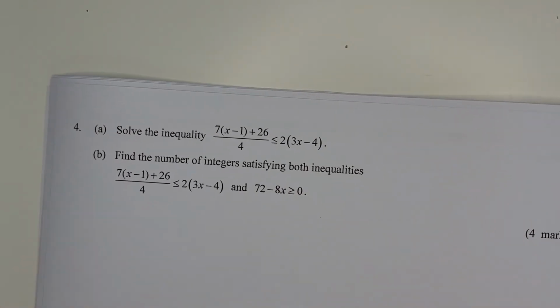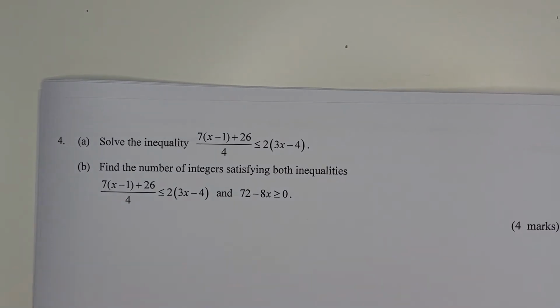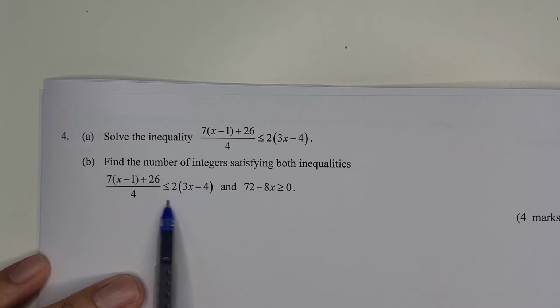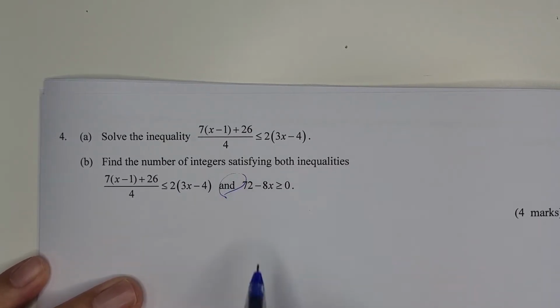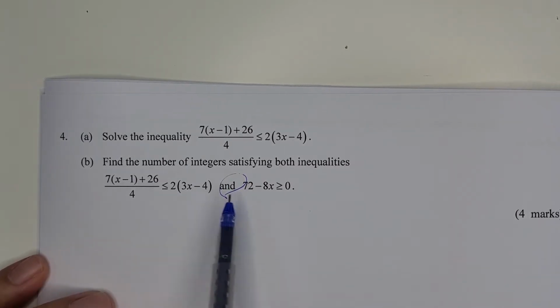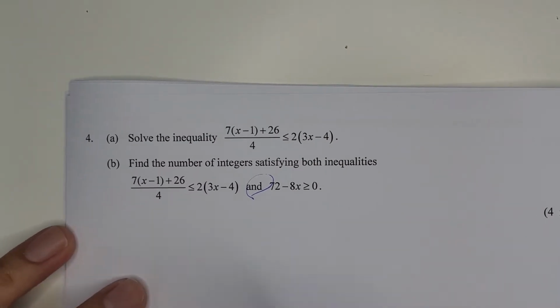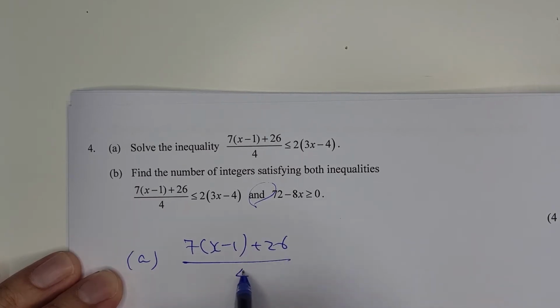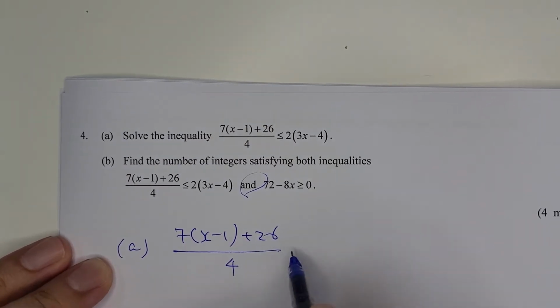For question number 4, solve the inequality, this one. And B, you need to find the number of integers satisfying both inequalities. That means you need to satisfy the first one and the second one at the same time. So A, 7 bracket x minus 1 plus 26 over 4 less than or equal to 2 bracket 3x minus 4.